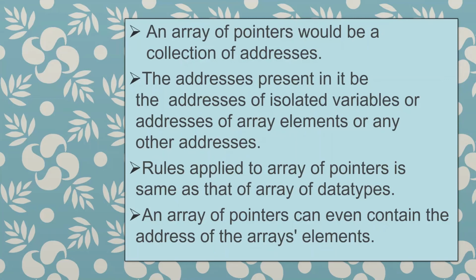We know there are 4 data types: integer, float, character, double. The rules applied for using arrays are the same as for using pointers. An array of pointers can even contain the addresses of an array's elements. Yeah, same thing. Let us see an example to understand the topic of array of pointers more clearly.